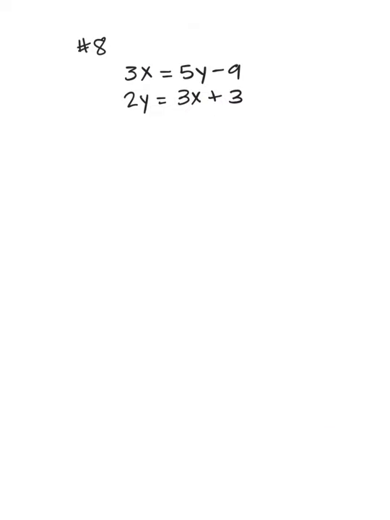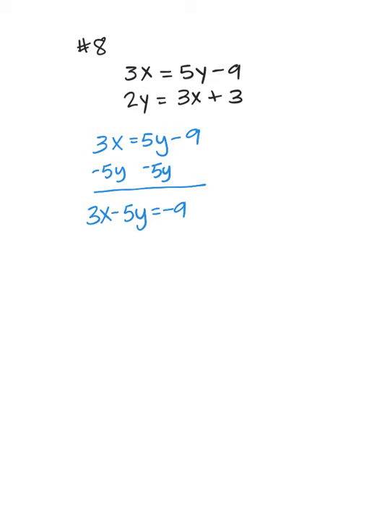So this one's a little bit harder because neither one is written in standard form. So let's just do these one at a time. Let's take the 3x. I need to get the y on the other side, so I'm going to subtract 5y from both sides because it's an equation, right? No matter what you do on one side, you have to do the same thing on the other. So now I have 3x minus 5y equals negative 9. Yep, we're in standard form now. That was this one. Now let's do this one.